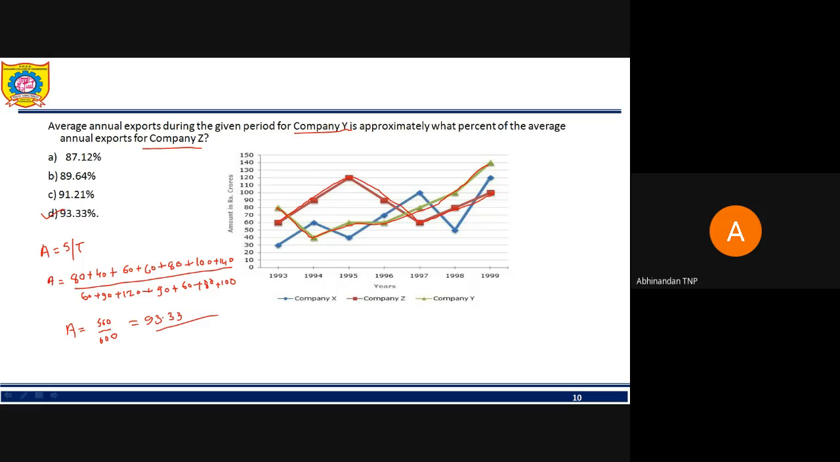It is asked to find out the average annual export during the given period for the company Y and Z. So it is nothing but the average export. So we are finding out sum divided by total.